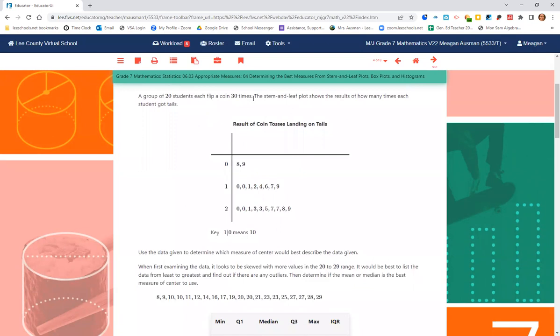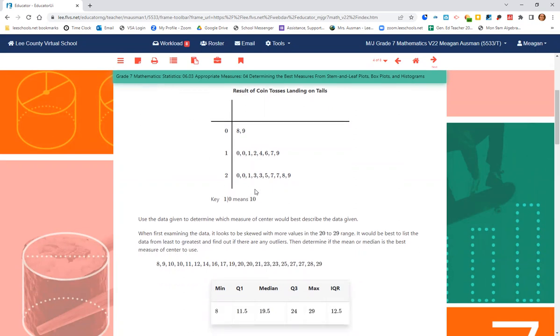Okay, so a group of 20 students each flip a coin 30 times. The stem and leaf plot shows the results of how many times each student got tails. Remember, this would be 8, 9, 10, 10, 11, 12, 14, 16, 17, 19, 20, 20, 21, 23, 23, 25, 27, 27, 28, and 29. We want to put them in order so that we can find the mean, the median, the Q1, the Q3. It really, really helps us by putting it in order. I really don't know how you would get it if you didn't put it in order.